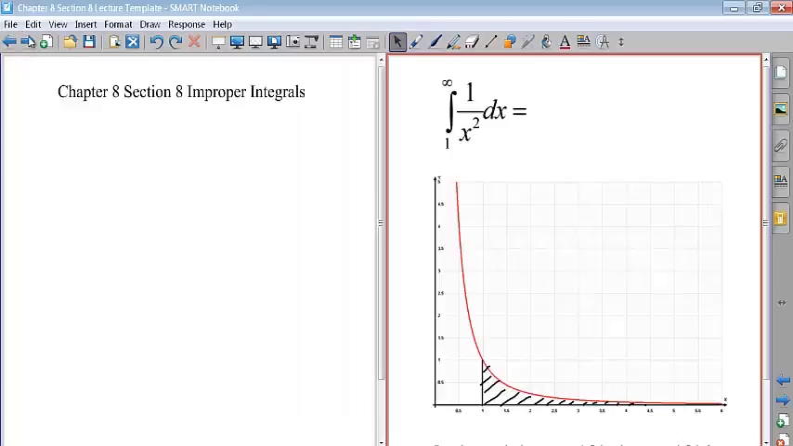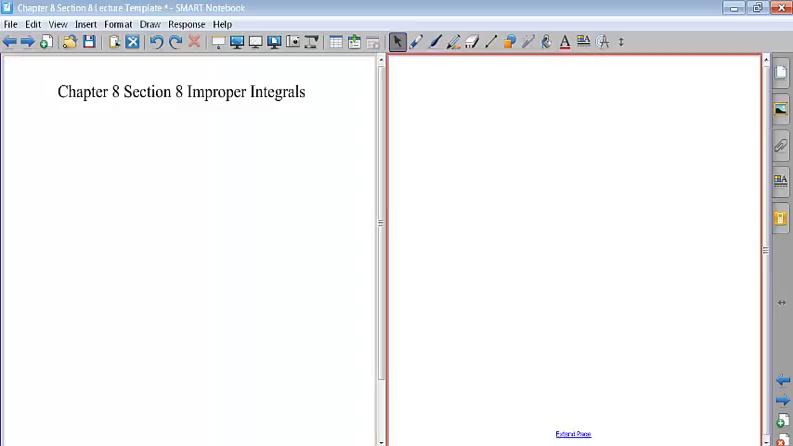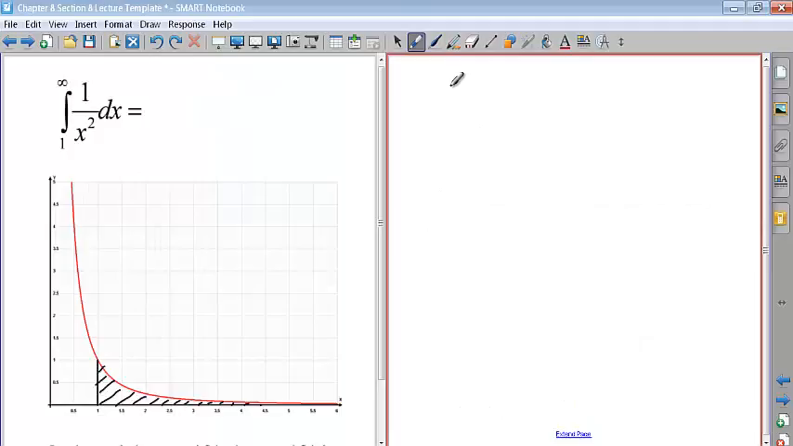So the way you do this is that you rewrite the integral so that it actually has a finite limit, and then you take the limit as the upper limit goes to infinity. So let's look at this example.